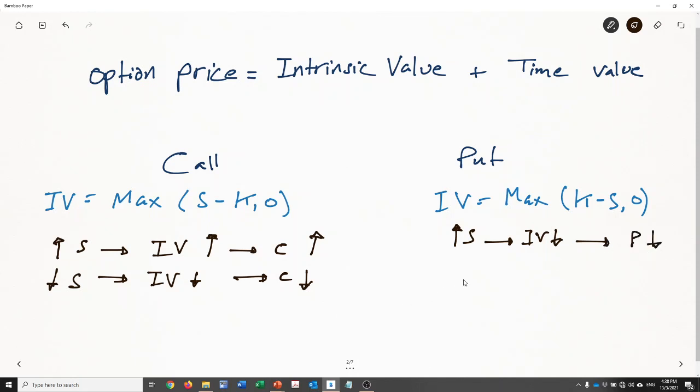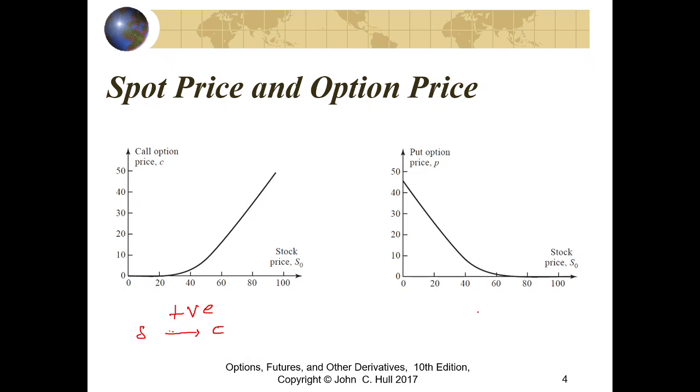Let's do the opposite. So we will decrease S. What will happen to the intrinsic value? Well, if we decrease S, then the difference will be larger, which means the intrinsic value will become larger. And if the intrinsic value becomes larger, what will happen to the put option price? It will become larger. So what do we conclude? We will conclude that there is a negative relationship between the underlying stock price and the put option price, as shown in the figure.